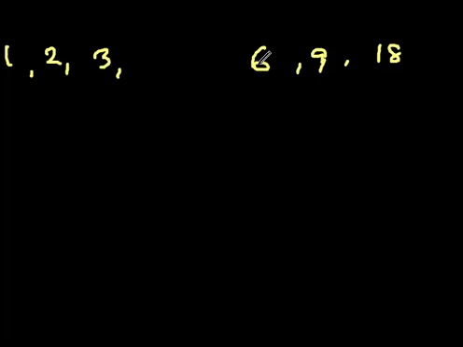I would like you to find the prime factors of 18. You can pause the video and try finding the prime factors of 18. 18 has 1 and 18. 2 times 9 makes 18, and 3 times 6 makes 18. No other number is a factor of 18. Out of these you can see that 2 and 3 are prime numbers, so 2 and 3 are the prime factors of 18.